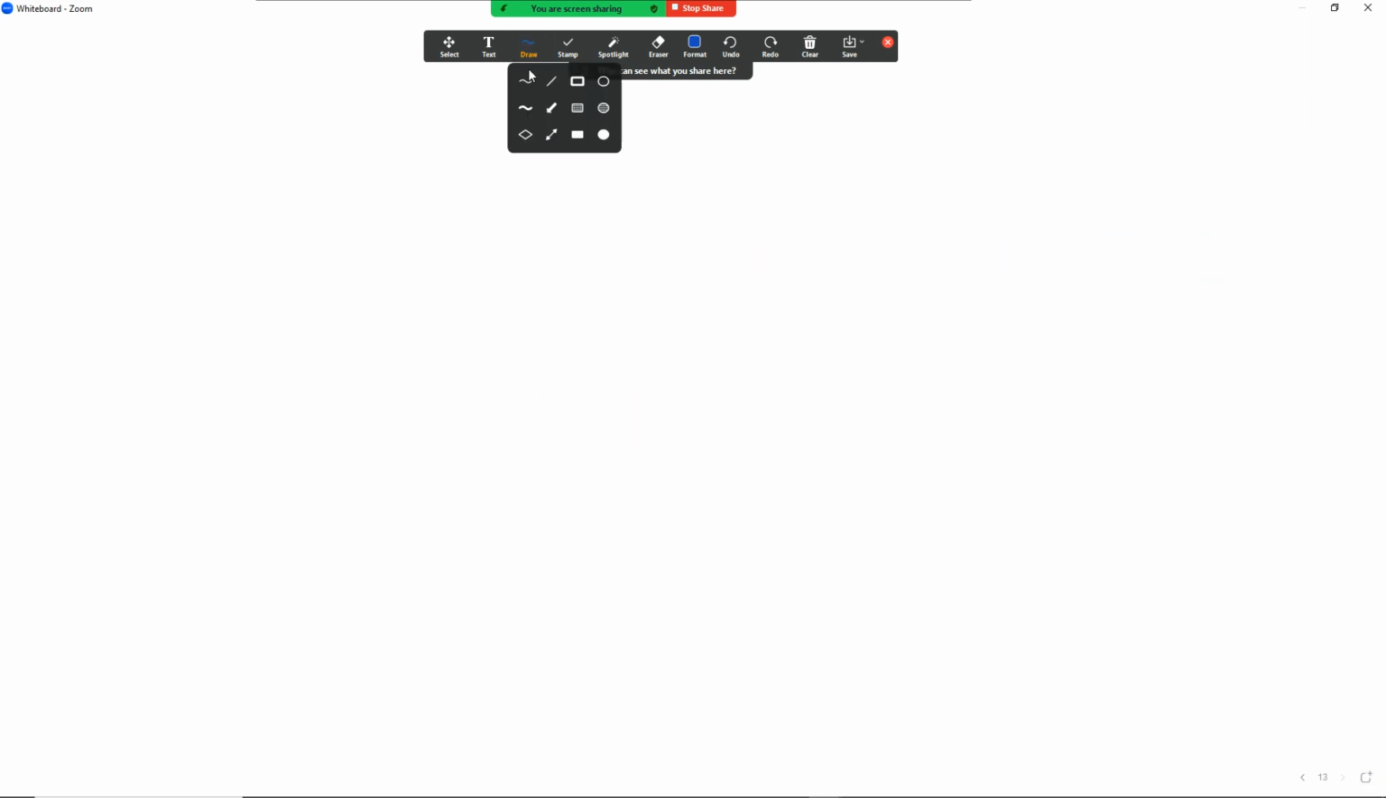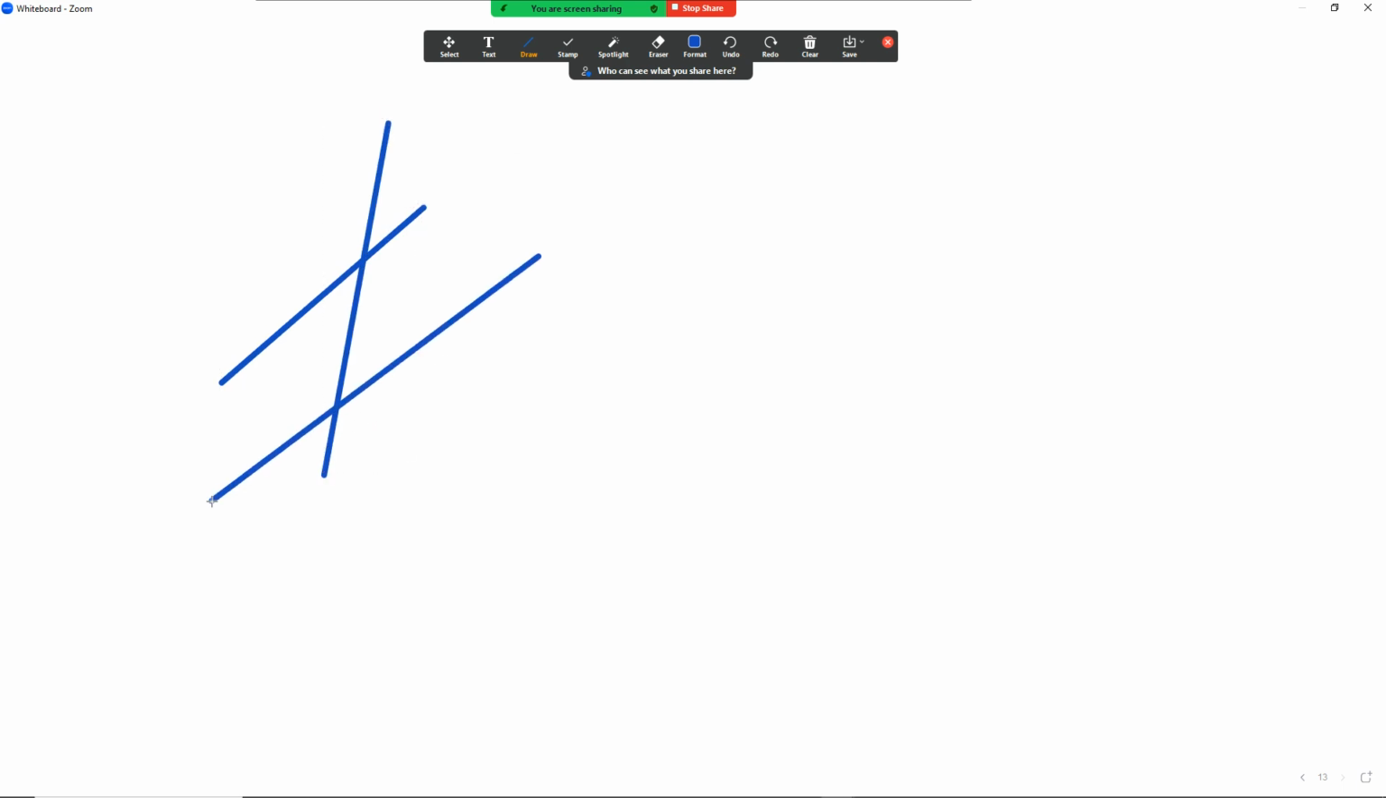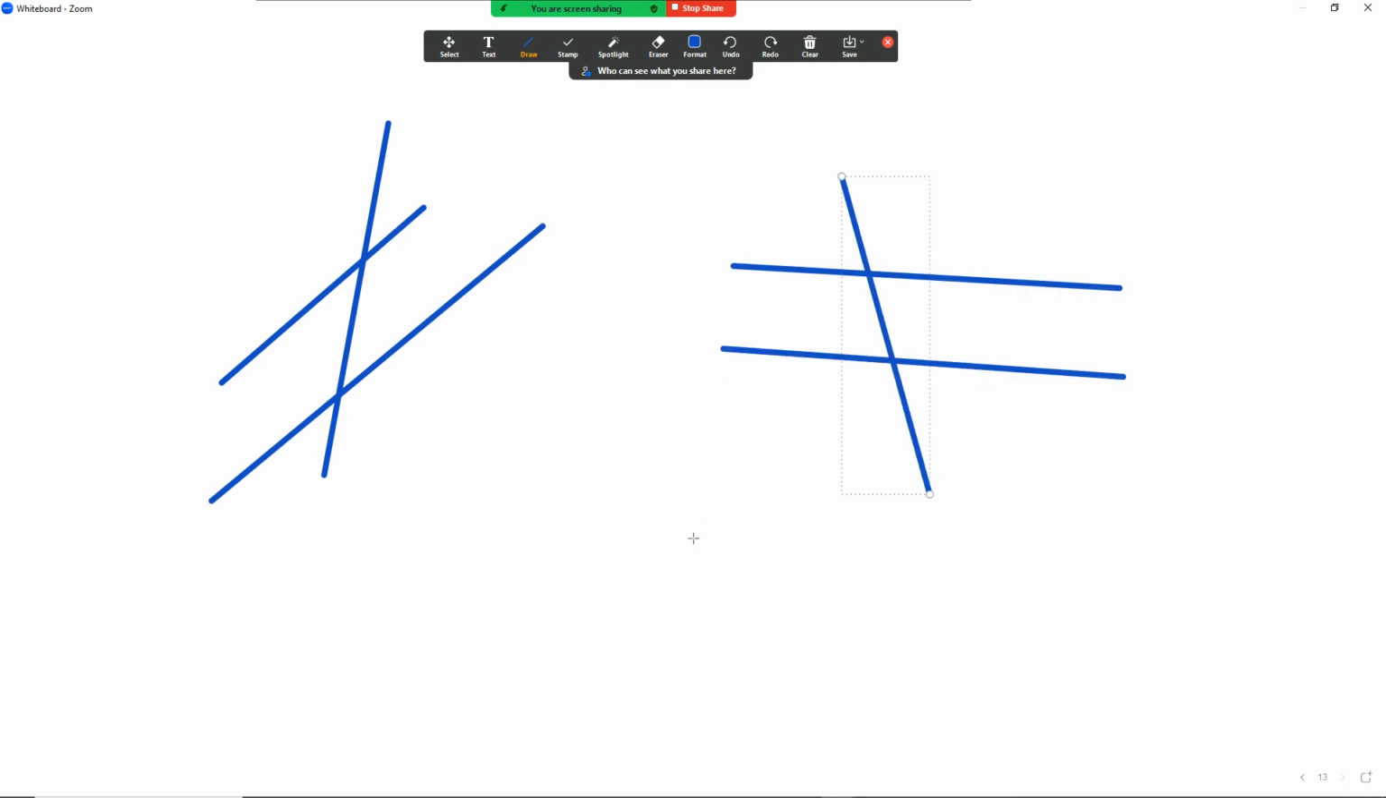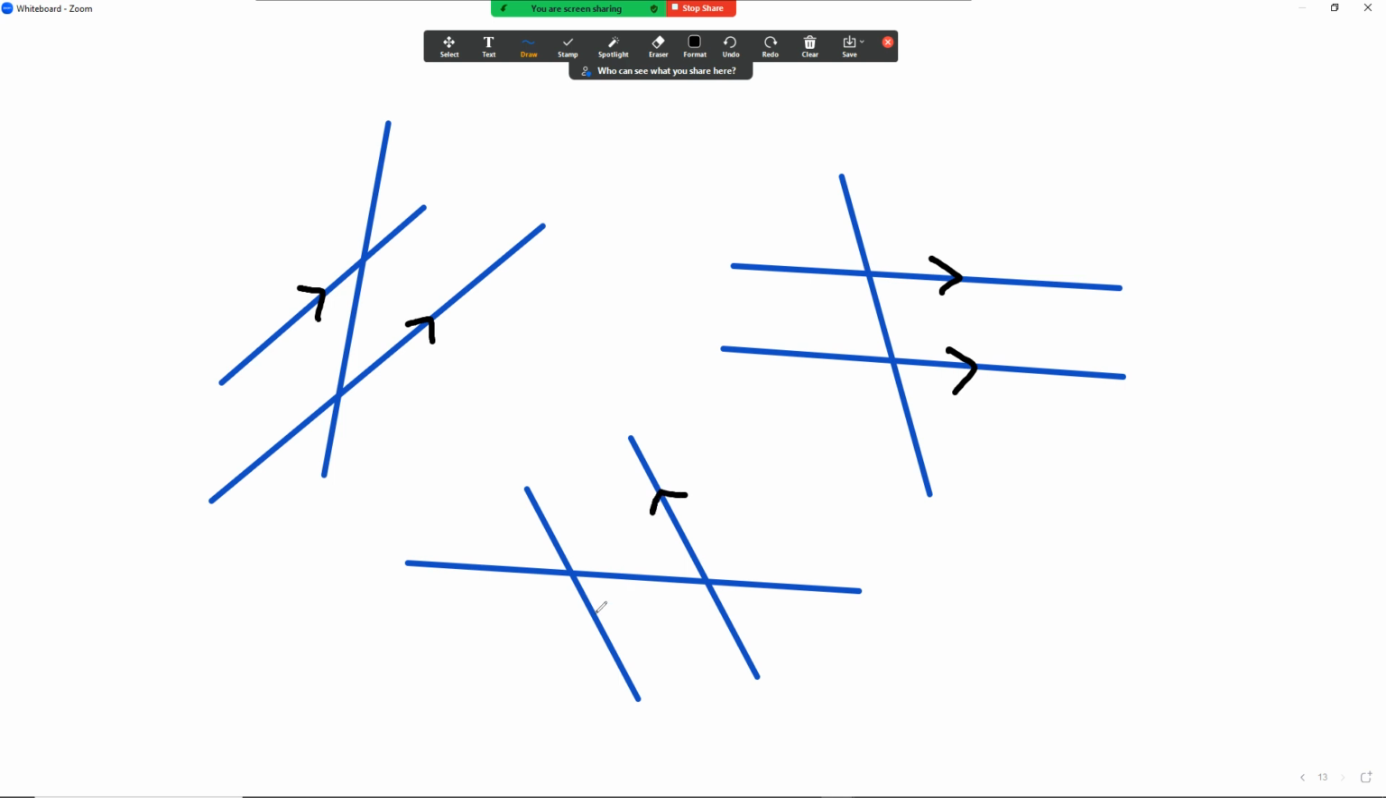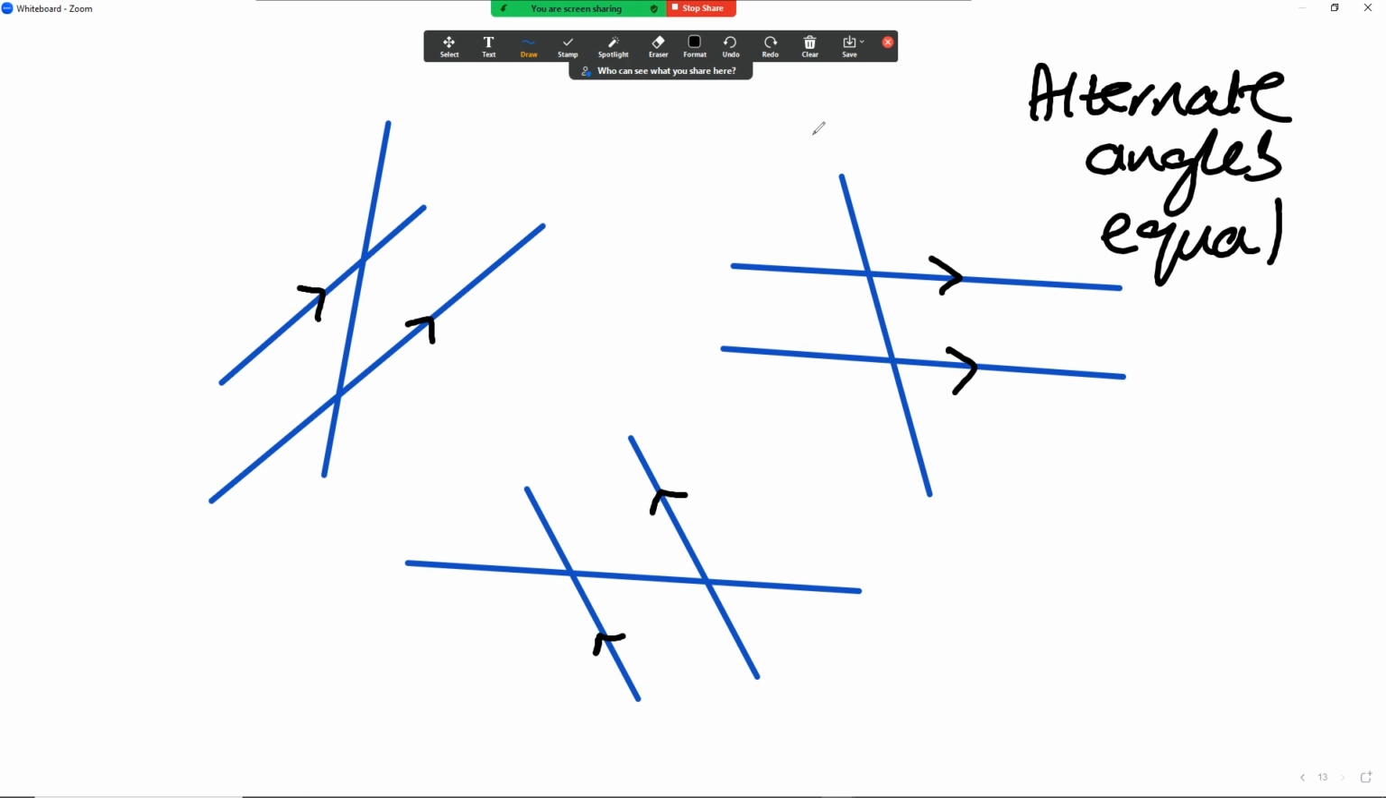Let's have a look at a few examples of these. If I just draw parallel lines, and I'll draw another set of parallel lines this way, and maybe another set of parallel lines running this way. I want to locate which angles would be alternate. Let's just put our arrows in there to indicate parallel lines, and let's look for alternate angles, right? Alternate angles. And alternate angles are equal.